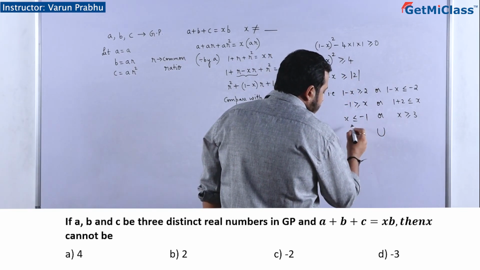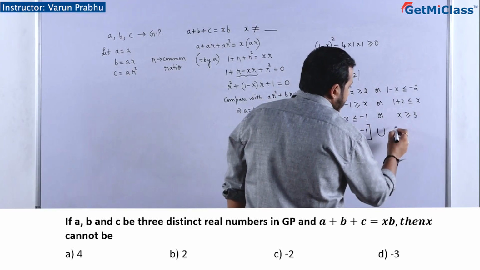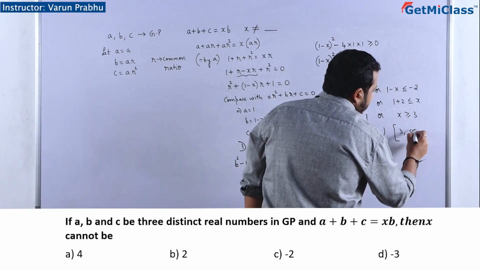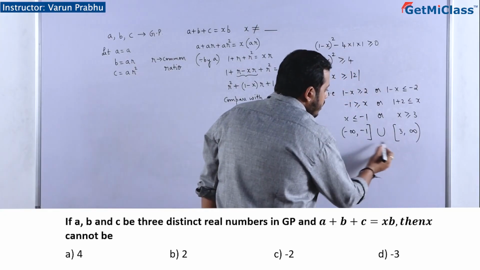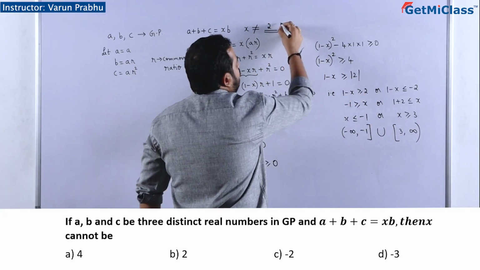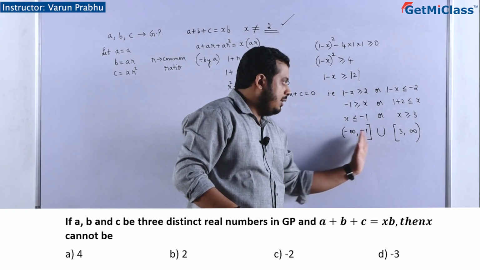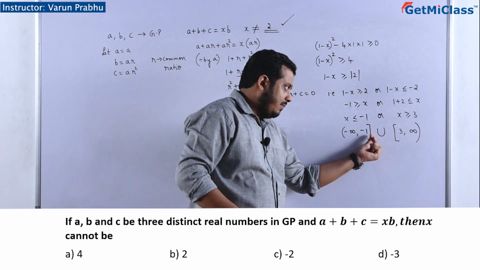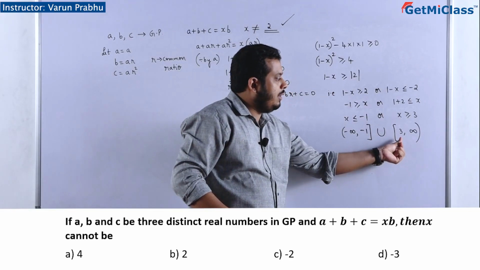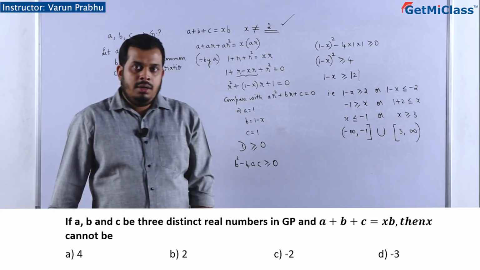The value can be less than or equal to minus 1, means answer should be minus infinity to minus 1, union 3 to infinity. You can clearly see that here the value which X cannot take from the options is 2, right? 2 is the answer to the question. 2 value cannot be taken here. All the other values can be taken: minus 1, 0 cannot be taken, 1 cannot be taken, 2 cannot be taken, 3 onwards all the real numbers can be taken. 2 is the answer.